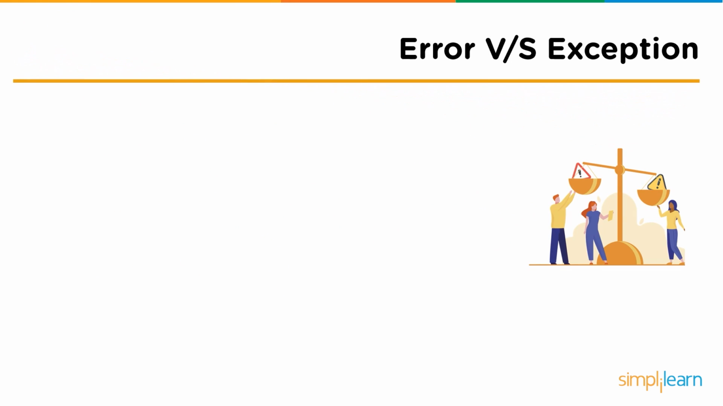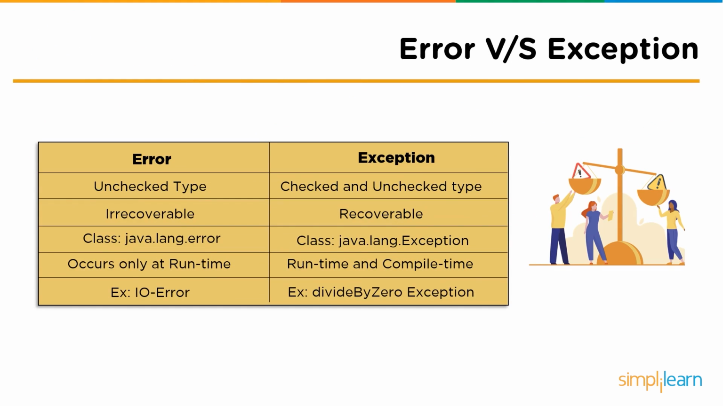Error versus exception. Some of the major differences between an error and an exception are: an error is classified under unchecked type, whereas on the other hand, an exception is classified under both checked and unchecked. The next difference is, if a program encounters an error, then it turns out to be completely irrecoverable until the error is resolved. Whereas in the case of an exception, if the program encounters an exception, then the program is easily recoverable.